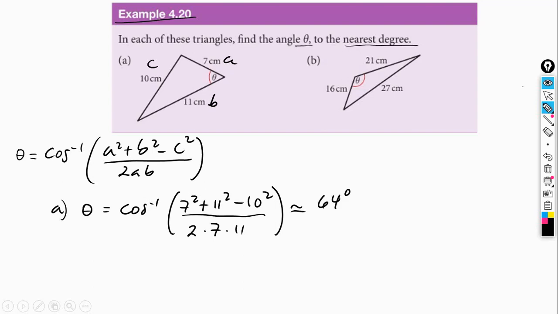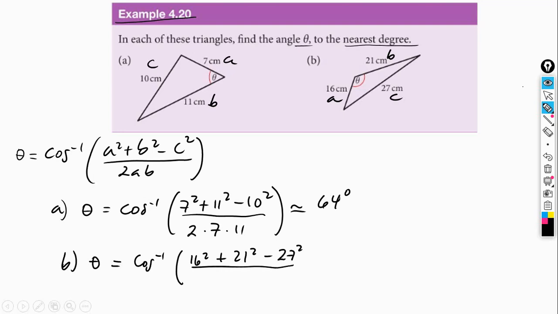So for B, let's say this is A, this is B, and this is C. So that means that theta would be the inverse cosine of 16 squared plus 21 squared minus 27 squared, divided by 2 times 16 times 21. Plug the whole expression into the calculator, and it's approximately 93 degrees rounded to the nearest degree.